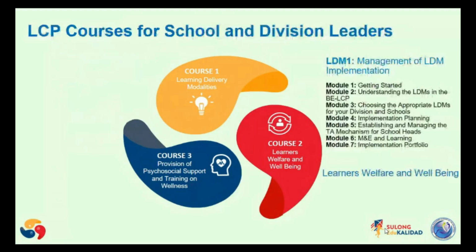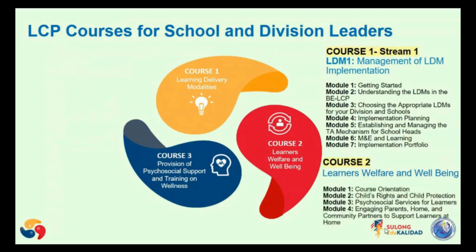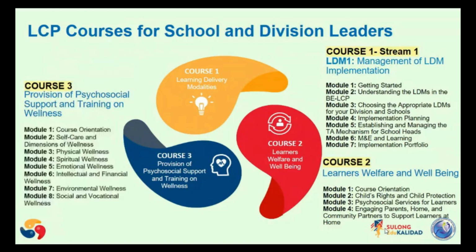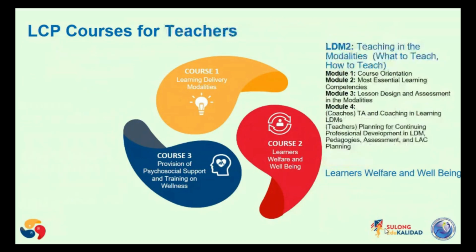Let's revisit the LCP courses for school and division leaders. LDM 1 is labeled as Management of LDM Implementation, which is composed of 7 modules. While course 2, Learners' Welfare and Well-being, is composed of 4 modules. And course 3 on the provision of psychosocial support and training on wellness comprises the 8 modules.